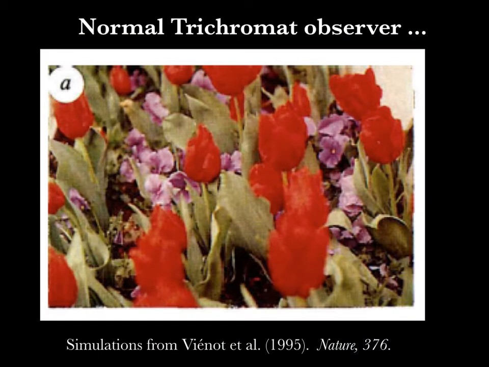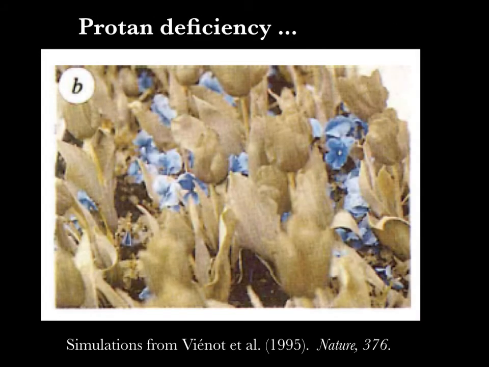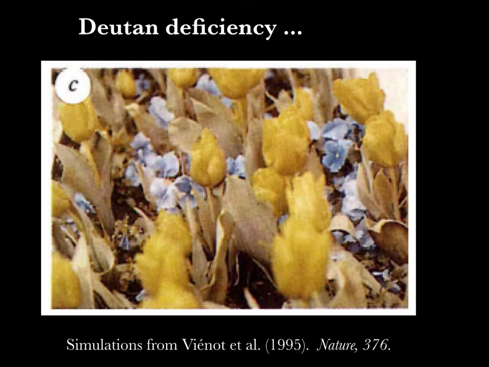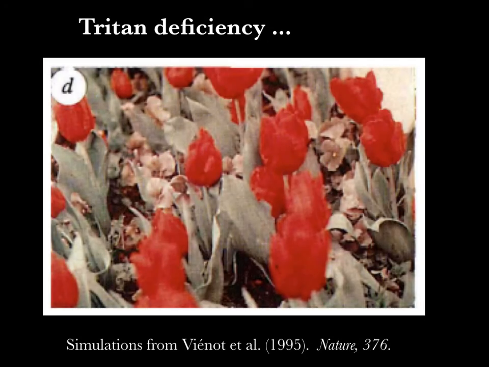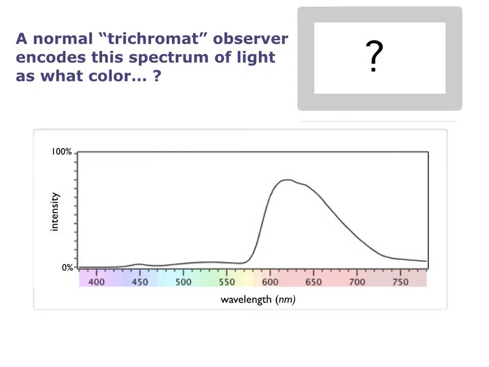So a normal trichromat will see this field of tulips in the following way, and we can simulate how an individual who is missing the long wavelength sensitive class will see this field, how an individual who is missing the medium wavelength class will see this field of tulips, and how an individual missing the short wavelength class will see these tulips.